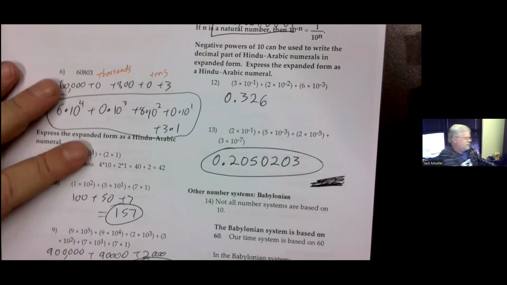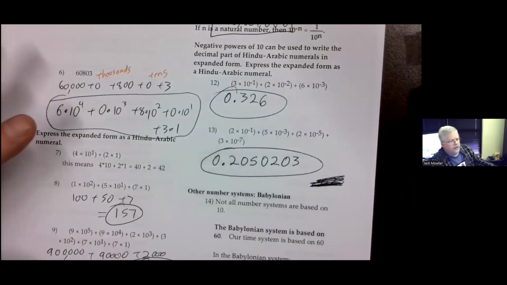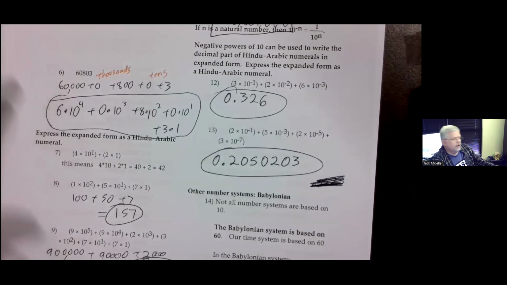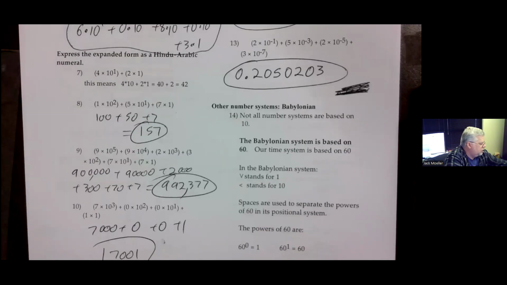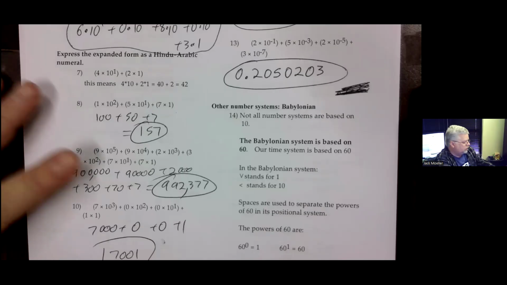All right, and like I said, in the homework, there's only 1 or 2 decimal problems. Everything else that we're dealing with is going to be whole numbers. All right, so that is our number system. I tend to think it's the decimal number system, but the official name is the Hindu-Arabic system.